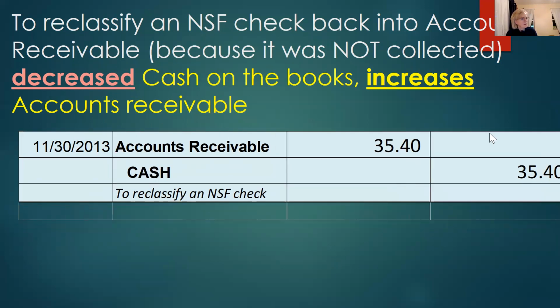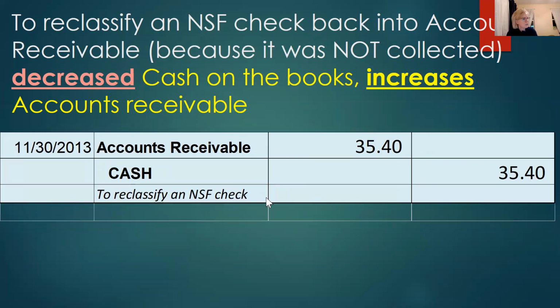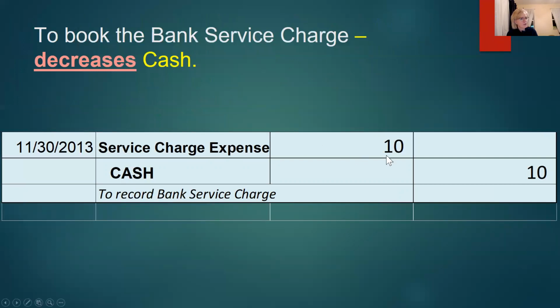And then, let's see, we got that coming off the page. Reducing cash and then debiting accounts receivable. We're just reversing that recording of collecting the money. And then finally, the service charge expense. Let's see if we can do that. Service charge expense debit, and again, cash goes down.